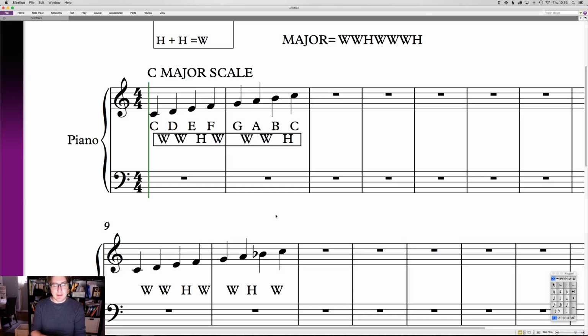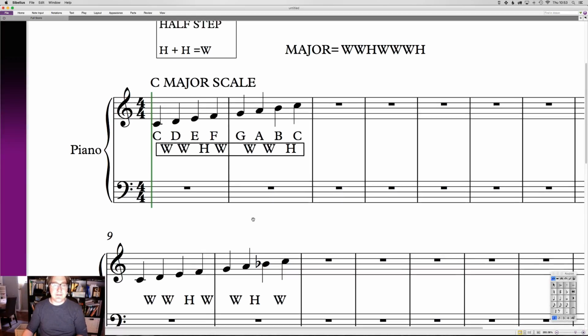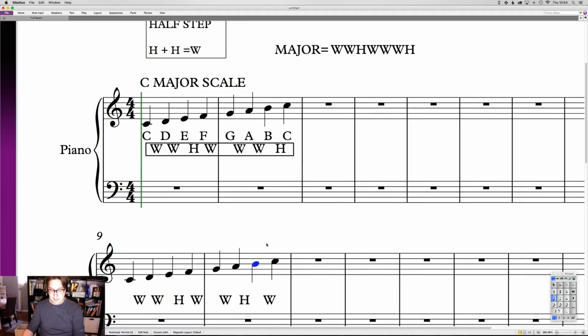Now, you couldn't hear it in the melody, but in my harmony down here, instead of going like this, it goes like this. And it totally changed the feel of the song. And you can imagine that the more I mess with this whole-half pattern, the less major something is going to sound. Okay? Let's make that major again. Now it's major.